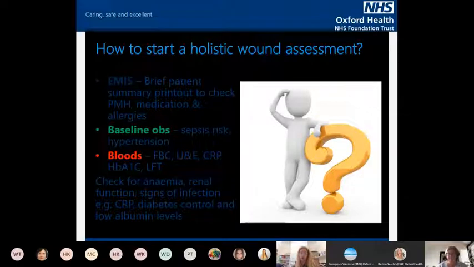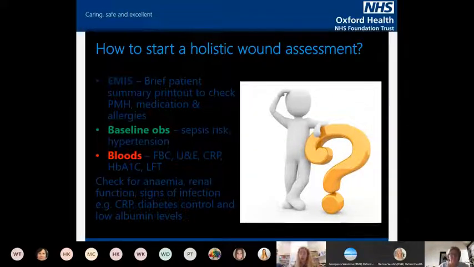Their renal function is another one we look at. Any signs of infection, so CRP; diabetes control, with the HbA1c; and also low albumin. It's not an absolute true picture, but we look at albumin, and if there's low albumin, it can give an indication that they've got poor nutrition. It could also be because they're losing so many proteins through a highly exuding wound. But if they have got low albumin, it is about thinking about what their nutrition is like.